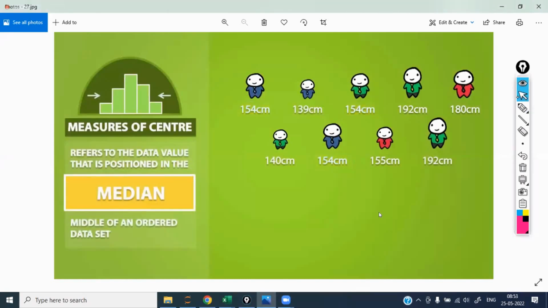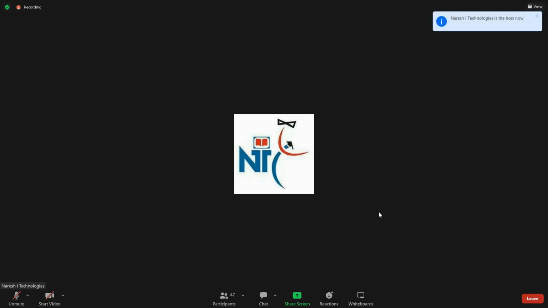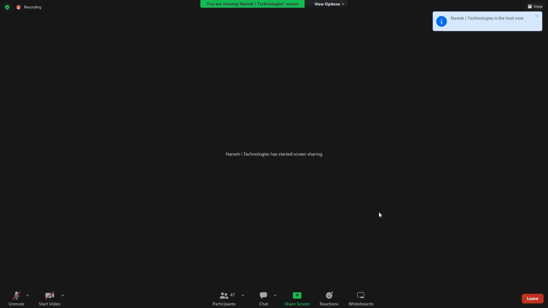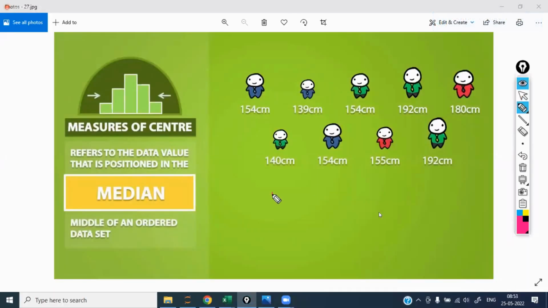The next one is called median. Median is the center position value, not simply the center value. Whatever value is there in the center position is called the median, irrespective of the value. We are focusing only on the position. This is the most important word: you are focusing on the position.